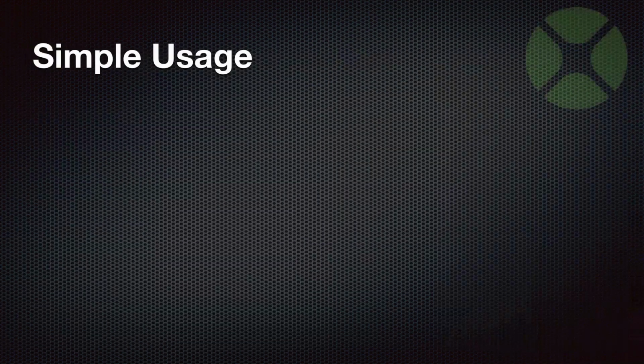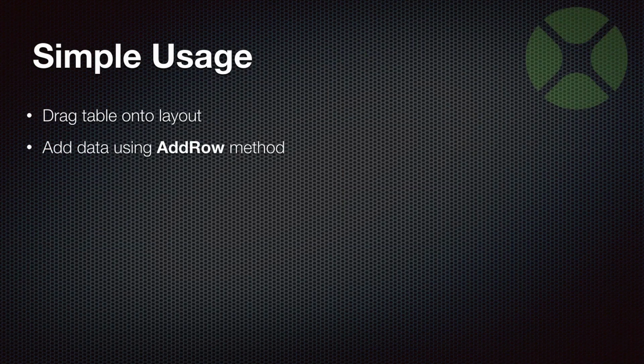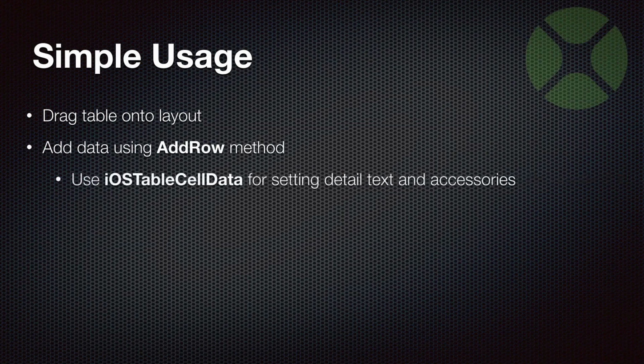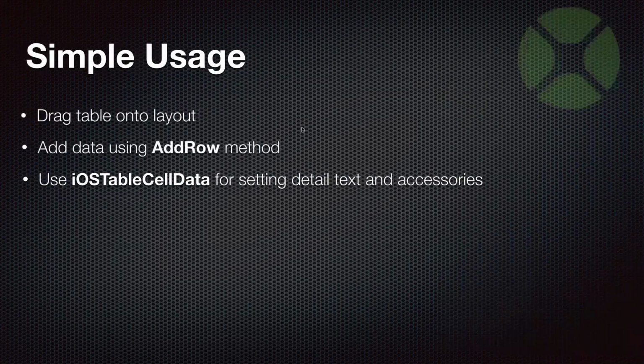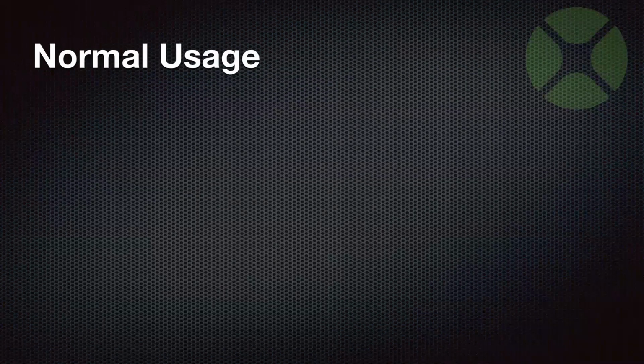So for simple usage of a table, you're just going to drag the table onto your layout. You can add data using the add row method. And you can use iOS table cell data for setting detail text and accessories, but you can actually ignore that if you're just setting the main text and don't care about any of this other stuff. And that's pretty much it. I do want to point out, though, for the simple usage, you don't want to have too many rows in your table when you're doing it that way, as the iOS may start to bog down.